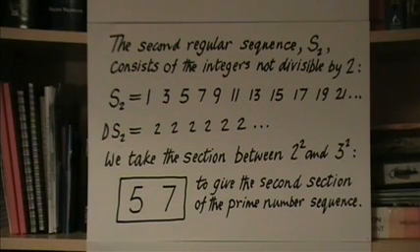Now, to gain a section of the prime number sequence, we take the section between 2 squared and 3 squared, that's to say between 4 and 9, and that yields up 2 primes, 5 and 7, and that is the second section of the prime number sequence.